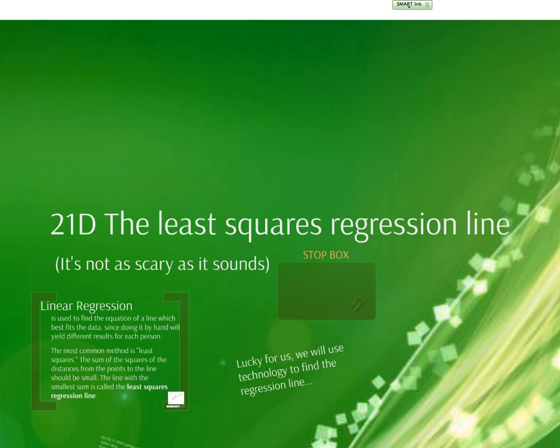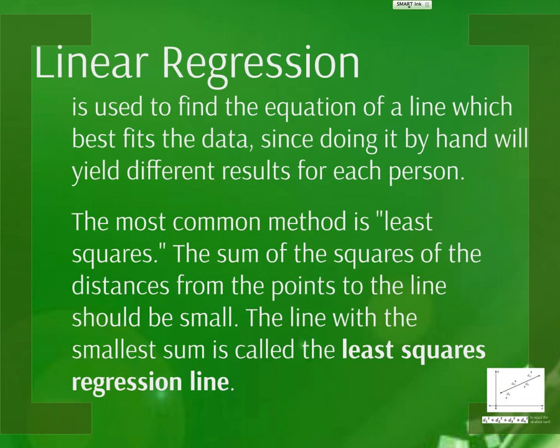All right. So the least squares regression line is also known as linear regression. Linear regression is used to find the equation of a line which best fits the data, since doing it by hand will yield different results for each person. There's more than one method, but these are techniques to find a line that takes out that room for error between people all doing it by hand. Like we talked about yesterday, when you draw the line, you might have it tilted a little bit different. That would change the slope, and the y-intercept would change that equation. So you might have slightly different lines.